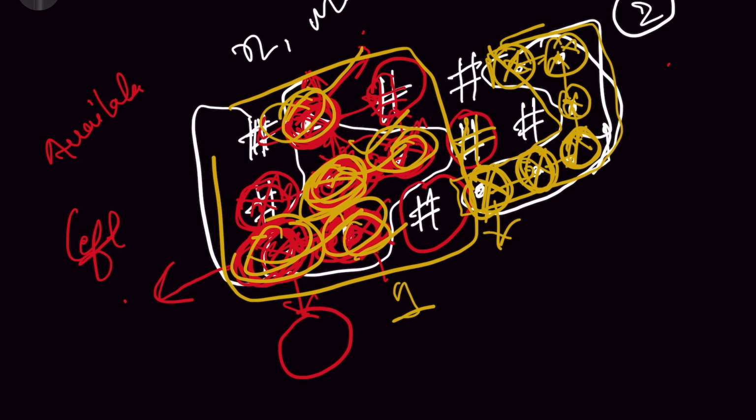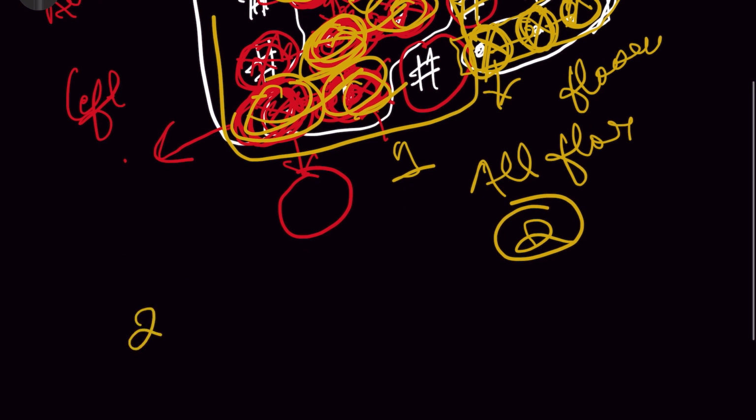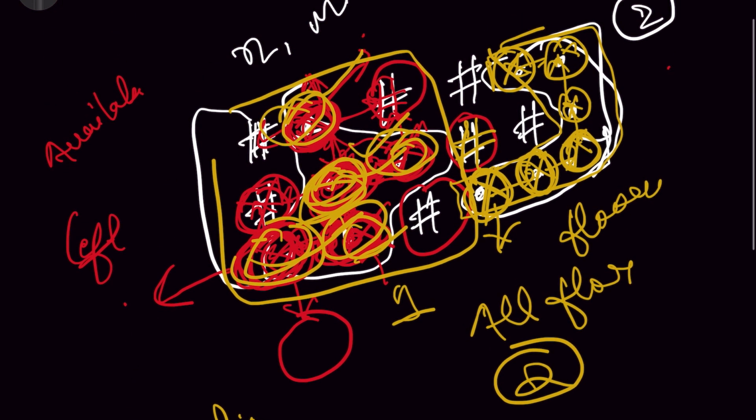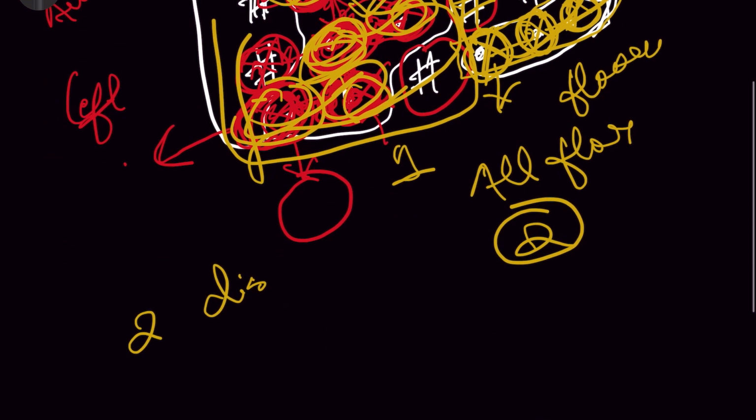Now you have already visited all the connected floors. So you can see in the 2 DFS calls, you have visited all the floors that were available. It means you have 2 different disconnected floors. Like this was one connected floor only and this was one connected floor. So you have 2 different connected floors. So your answer would be 2.